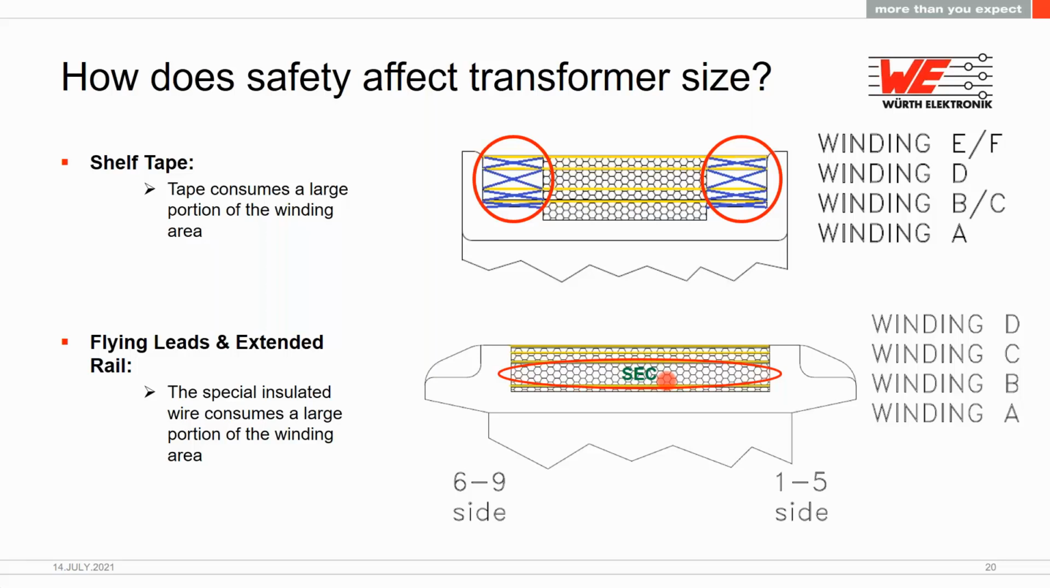Similar to the shelf tape method, I effectively now have less winding area available on the bobbin to fit the necessary turns. This again can force the Wurth design engineer to have to use the next size larger package.